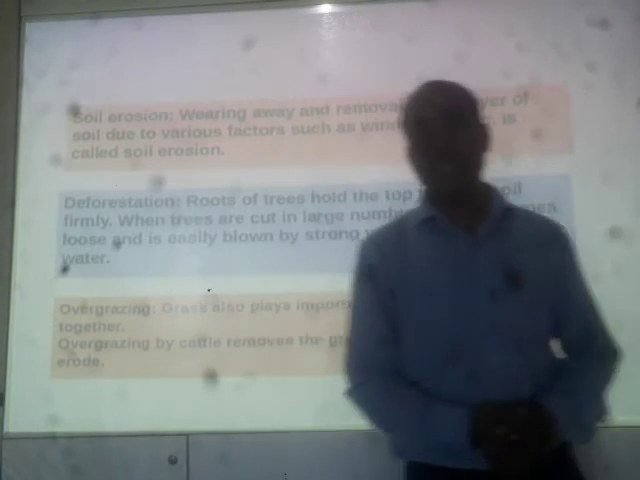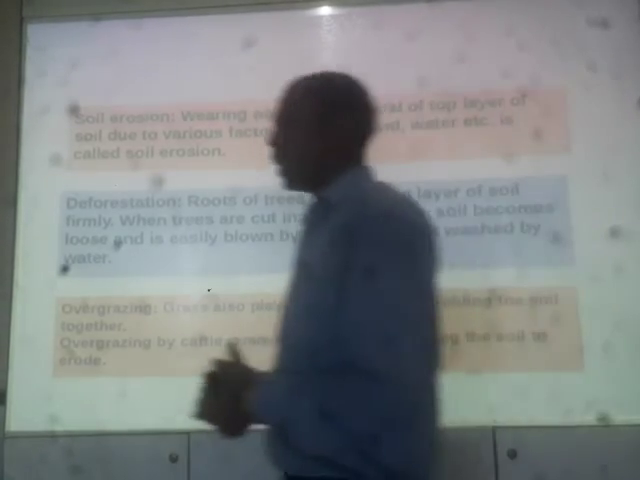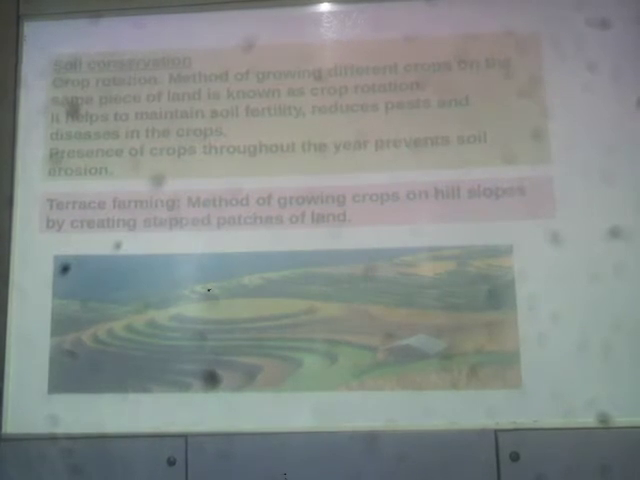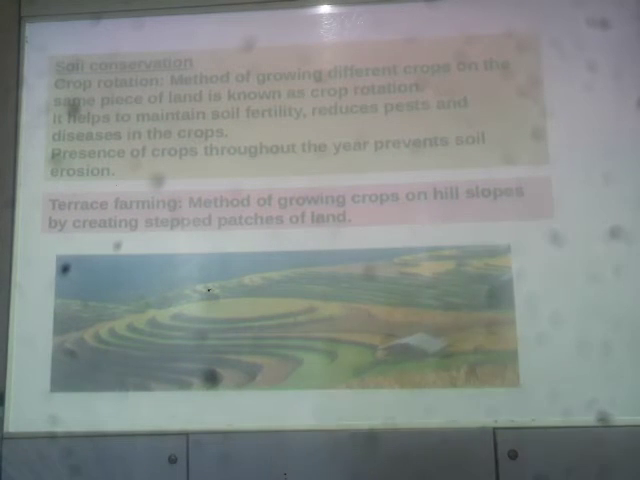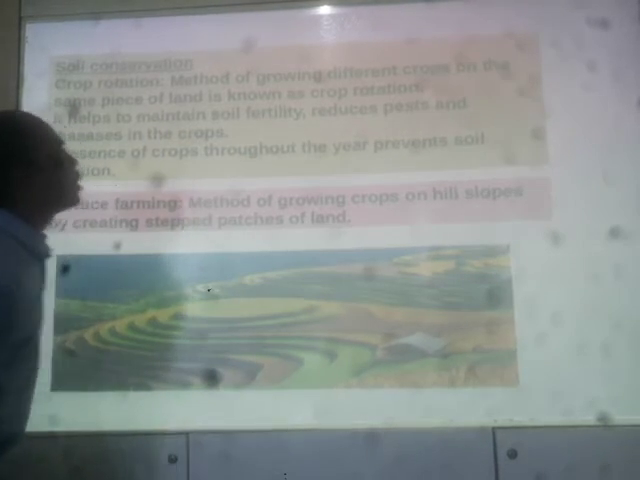We were discussing class 5th, chapter number 4, soil resources, in which we have learned about different types of factors which were responsible for soil erosion. Now it's time to know about soil conservation. So how to prevent soil erosion? That we need to learn in this portion, soil conservation.